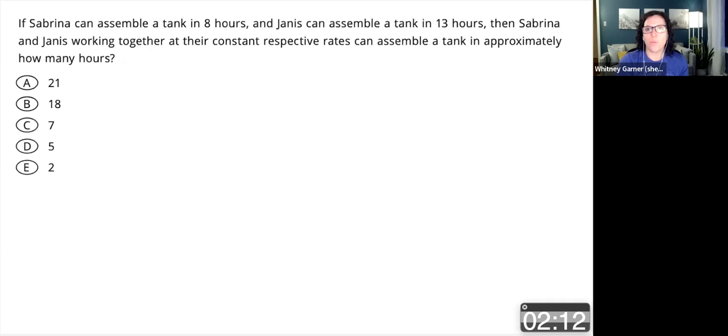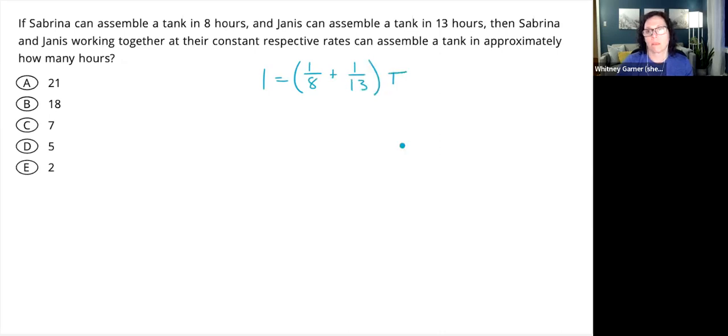All right. So, what is it about this problem that's particularly not awesome? Because I had folks spend a long time. So, if we want to build a tank, the algebra here is one tank, their combined rate, and time. Yeah, I gotta add an eighth and a 15th. Those are not lovely. That is really terrible to calculate.